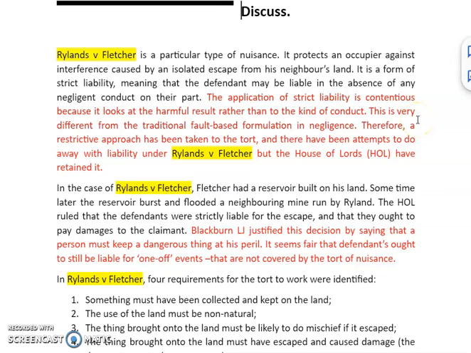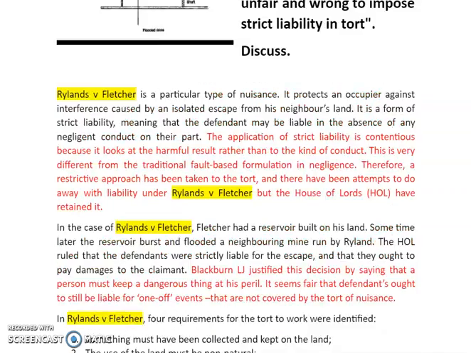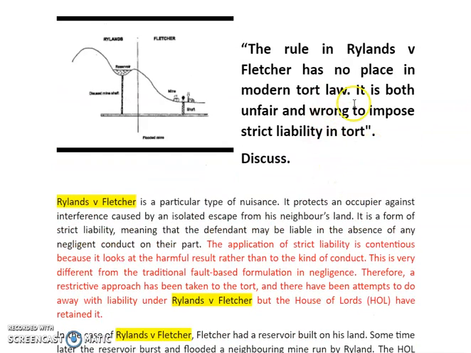And you can see I've gone into some evaluation here where I'm starting to refer back to the question, and I'm saying that the application of strict liability is contentious or controversial in tort because it looks at the harmful result rather than the kind of conduct. And that's very different from the traditional fault-based system that we're used to in negligence.